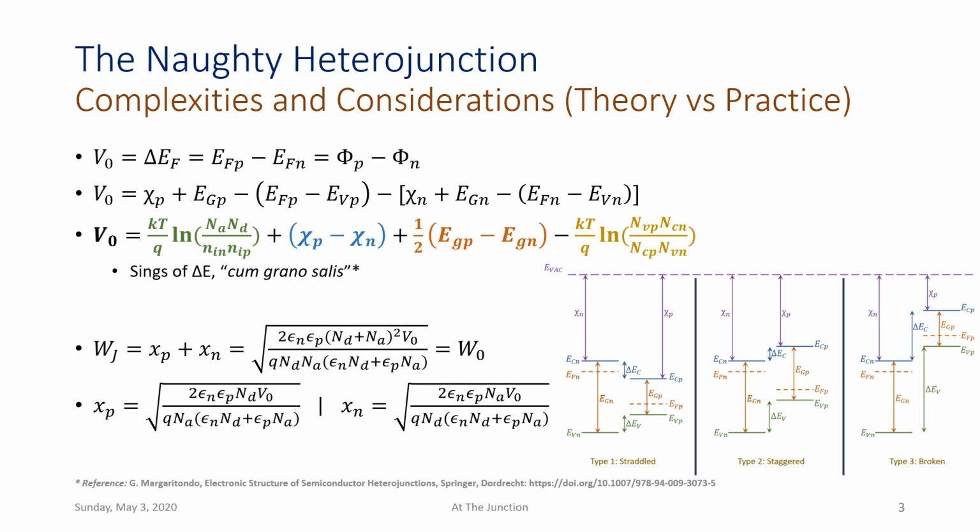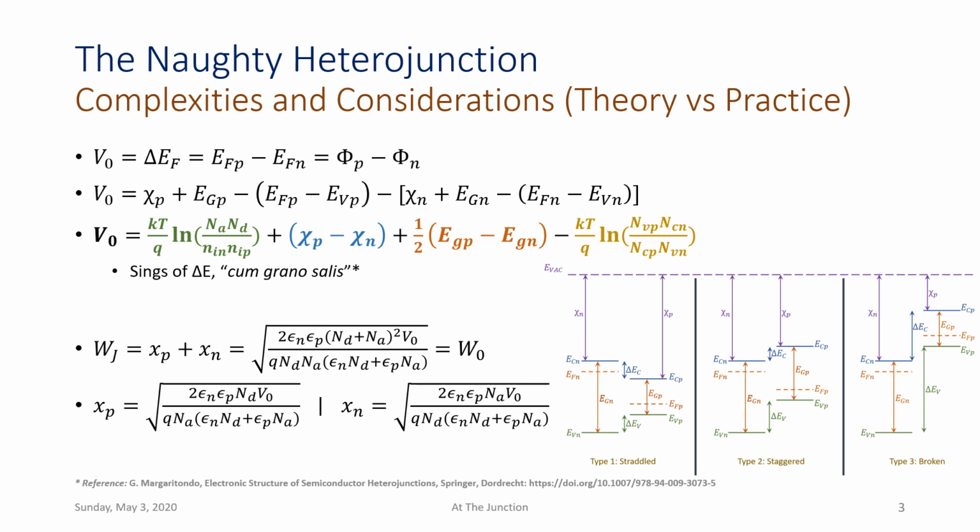The green colored part of this expression is very similar to the PN junction. The blue part comes from the differences in the electron affinities of the two materials and hence the difference in their respective conduction band energies. The orange term takes care of the difference in the band gaps of the two materials, and the gold term takes care of the differences in the density of states in the conduction and the valence bands of the two different materials.